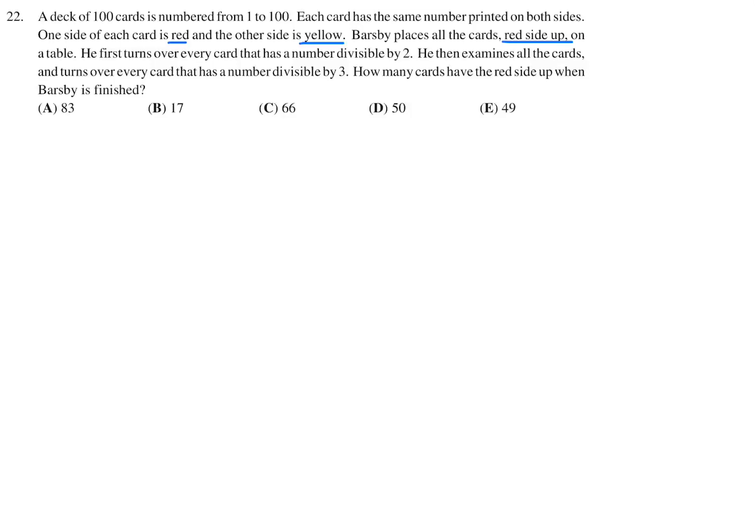He first turns over every card that is number divisible by 2. He then examines all the cards and turns over every card that has a number divisible by 3. How many cards have the red side up when Barsby is finished? All right, let's first explain the question.